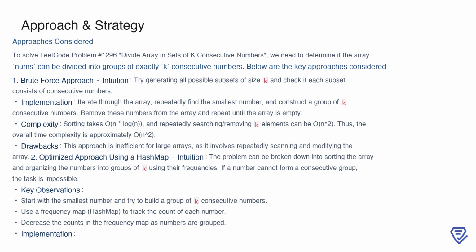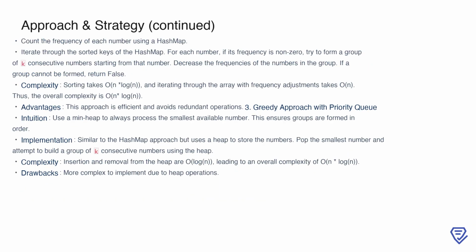Here, the problem is reframed into organizing the array's numbers based on their frequencies. By starting with the smallest number and attempting to form a group of k consecutive numbers, we can manage this efficiently using a frequency map to track how many times each number appears. This avoids unnecessary operations and ensures that if a number cannot form part of a valid group, we can immediately conclude that the division is impossible. In the hash map approach, the first step is to count the frequency of each number in the array.